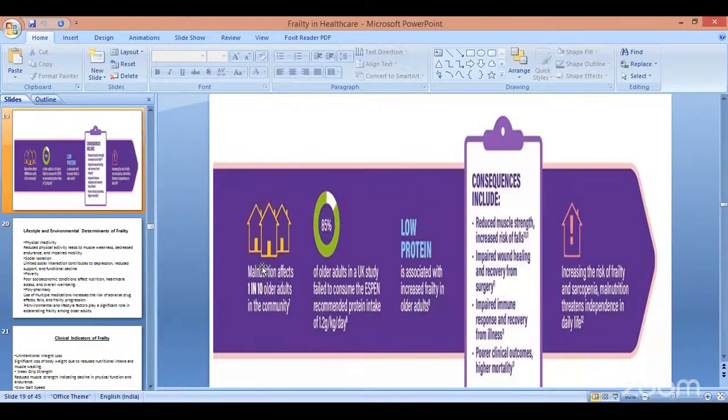So that leads to reduced muscle strength, increased risk of falls, impaired wound healing and recovery, and it takes a long time to recover from surgery. It impairs the immune response and recovery from illness, leading to poorer clinical outcomes and a higher mortality rate. So it increases the risk of frailty and sarcopenia, and malnutrition threatens independence in daily life.